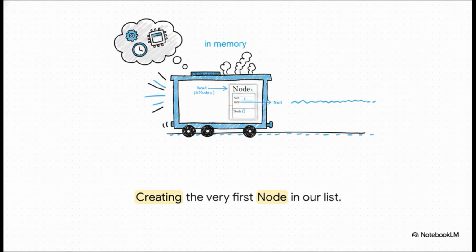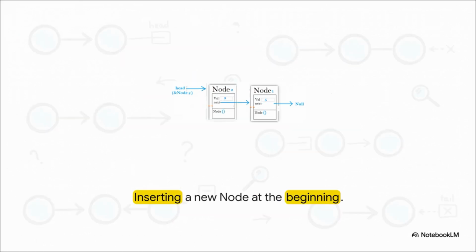Let's actually visualize that first step. Here is our very first train car, created fresh in memory. It's node 1 holding a value of 5. Now, because it's the only node that exists right now, its next pointer points to absolutely nothing, null, and our head variable is pointing directly to it. And this brilliantly illustrates the magic of inserting at the beginning. We create a new node, node 2, holding the value 3. We can easily couple this new car to the front just by taking its next pointer and redirecting it to node 1.